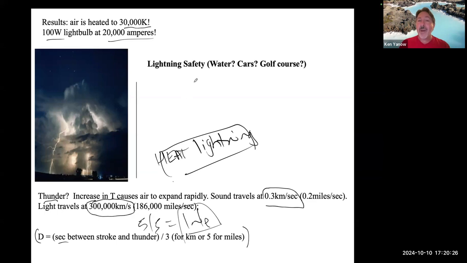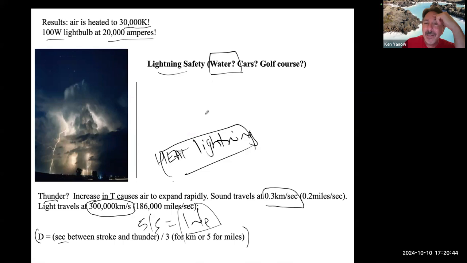So if we talk about lightning safety, where should you be? Well, you don't want to be around water. And I have to say this, it's not because water is a good conductor of electricity. Water itself is actually a very poor conductor of electricity.